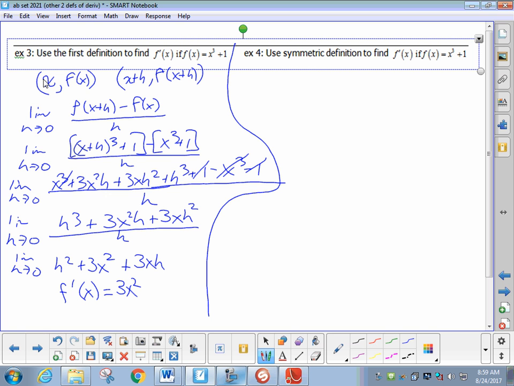Compare and contrast to the symmetric definition for the same question. Now, the symmetric definition, again, uses points on either side of x and brings them both close together from a symmetric or both sides approach. What are the points in symmetric? x plus h, f of x plus h for the point above, and x minus h, f of x minus h for the point exactly the same amount below.